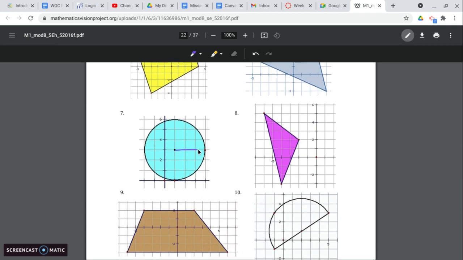Now, for 7, this one's a nice and easy one. We just need to figure out what the radius is. So 1, 2, 3. The radius is 3. So circumference equals 2 pi times the radius, which is 3. So circumference equals 6 pi. So it is 18.85.